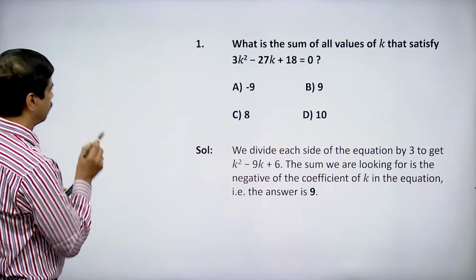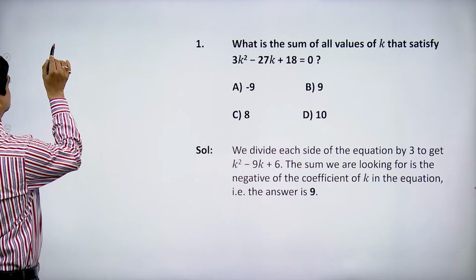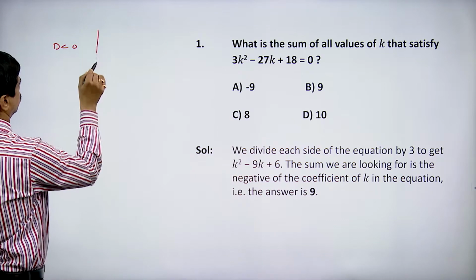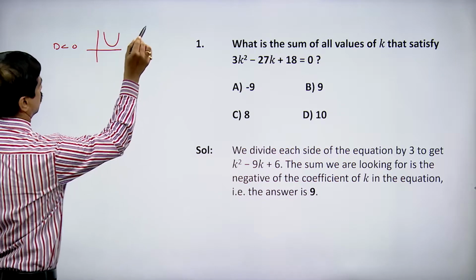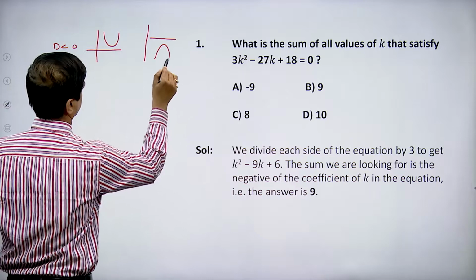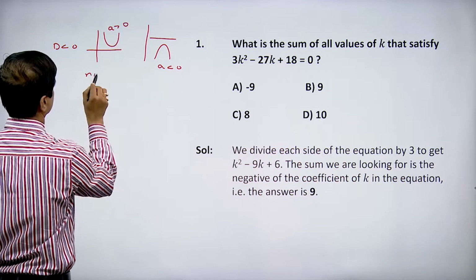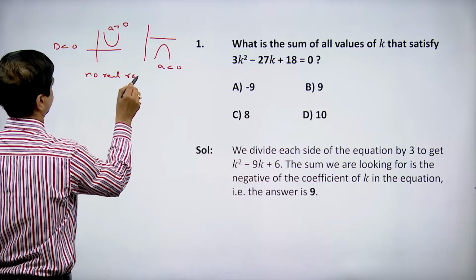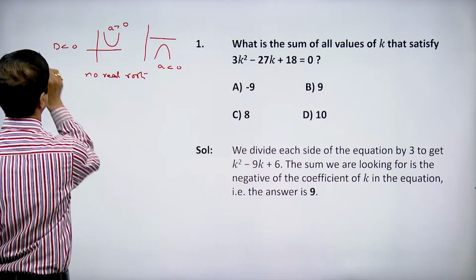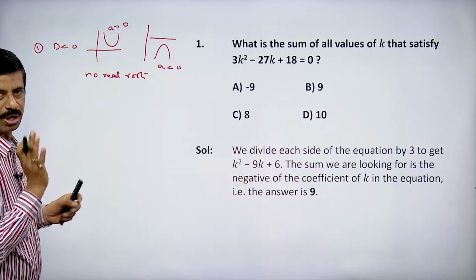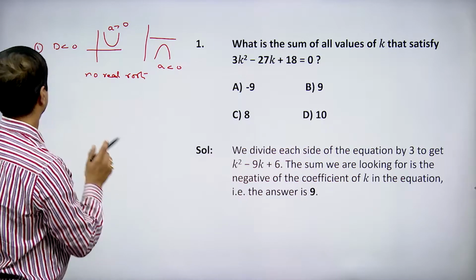Now look at this. See, discriminant is less than 0. The equations are like this or like this. a less than 0, a greater than 0, no real roots. I am repeating whatever I did before so that you are aware of what we are doing.